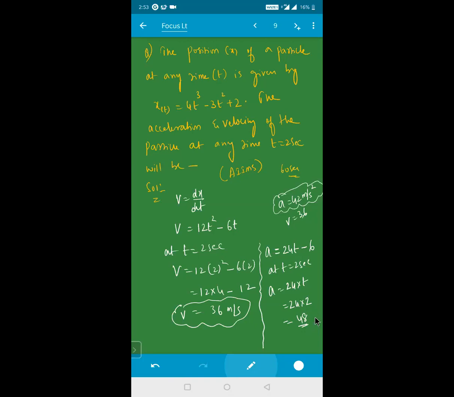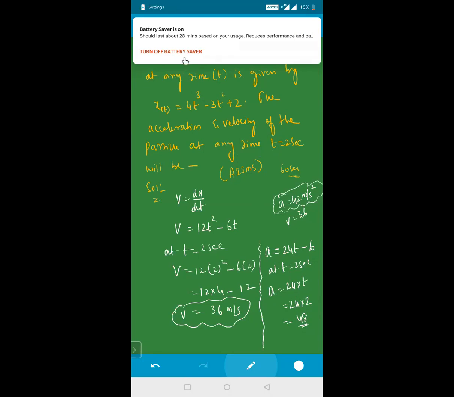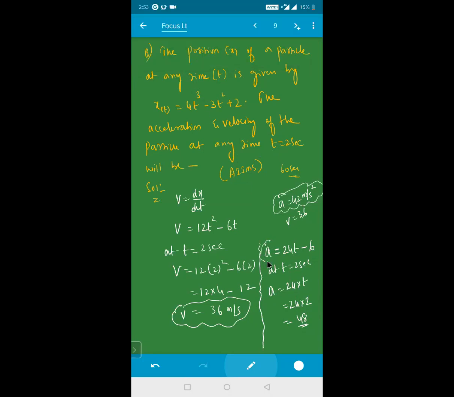Now see the question: acceleration and velocity of the particle at any time. That means we have to take acceleration as a function of time only, not the whole thing. We know that acceleration is this one. The options also give the answers: 42 and 36, 48 and 36.